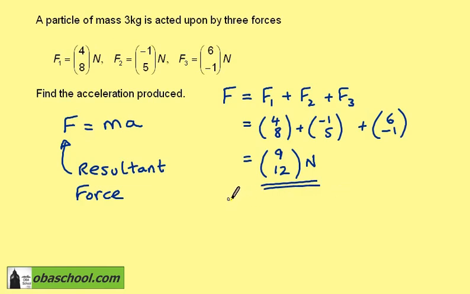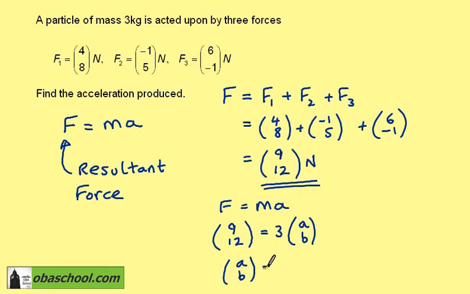We can now use F equals ma. The force we know is 9i + 12j. The mass is 3, and we'll call a = (a, b) so that we can easily work out its components. Dividing both sides by 3 gives us that (a, b) is equal to (3, 4), and so we have the acceleration is 3i + 4j meters per second squared.